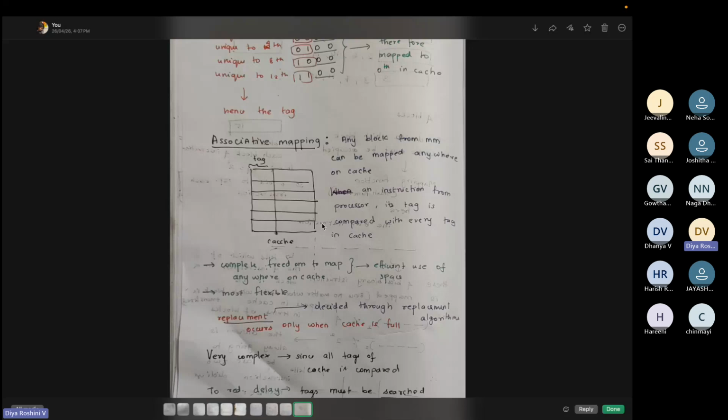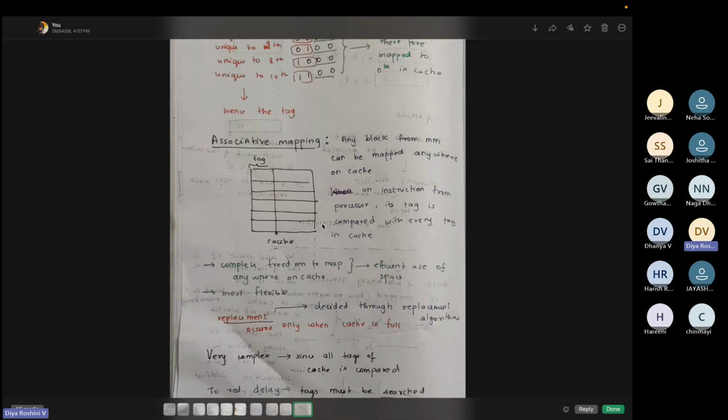So basically, I take my instruction from the processor and I take the tag field of that instruction and compare the tag with every tag in the cache. If my cache has like 128 blocks, I am going to compare the tag 128 times. That's what is happening in associative.